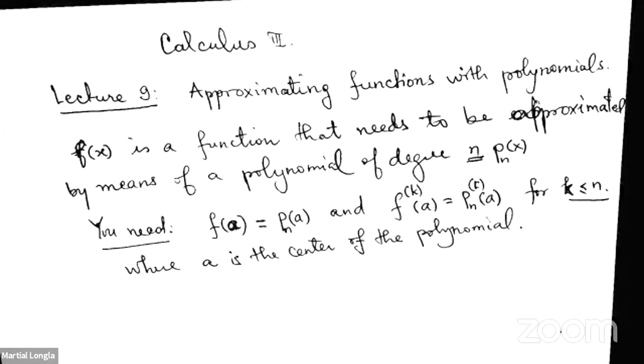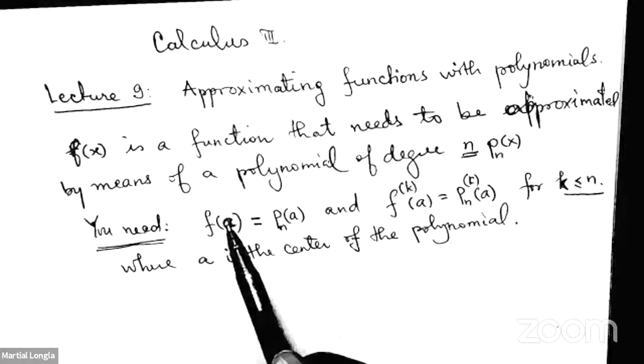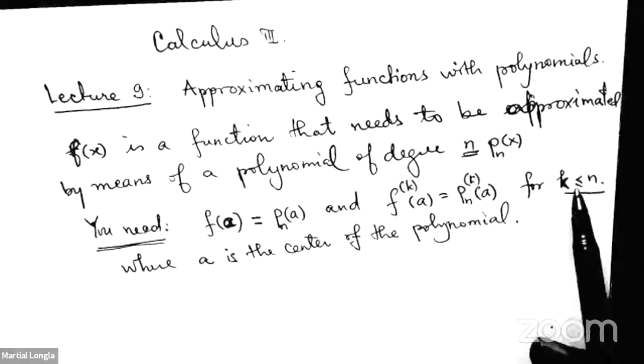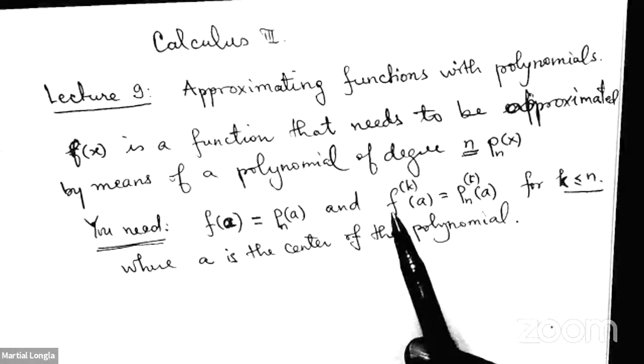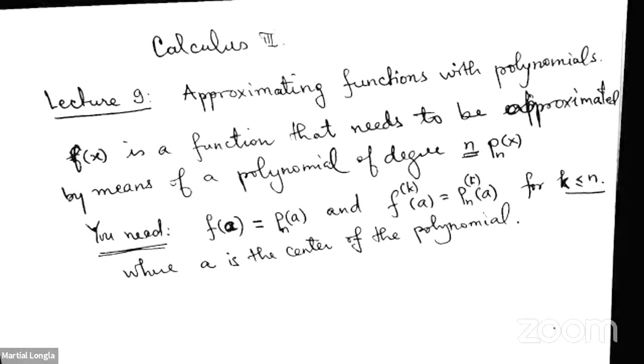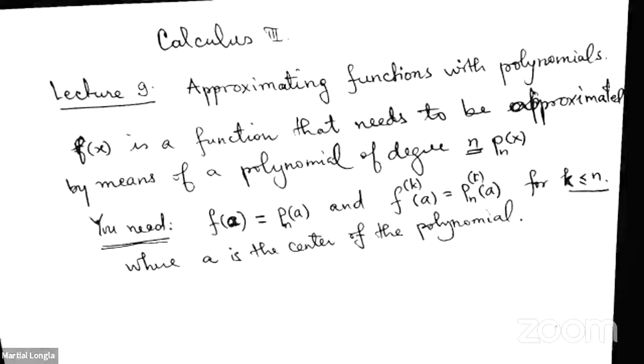What are the conditions for that to be possible? And say here we say you need this, that the value of the function at the point A is the same as the value of the polynomial. All derivatives, for k less than or equal to n, all derivatives up to n of the function are equal to the derivatives of the polynomial. In that case, yes, we will say that this polynomial is the approximation of the function, and that approximation is called a Taylor approximation, Taylor polynomial of degree n. Right?